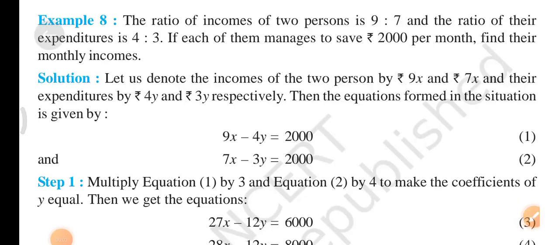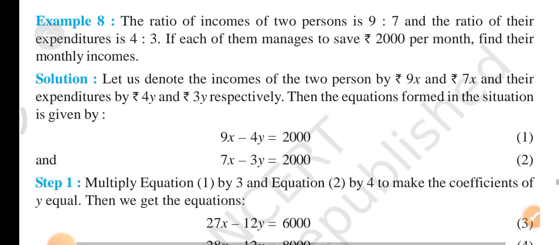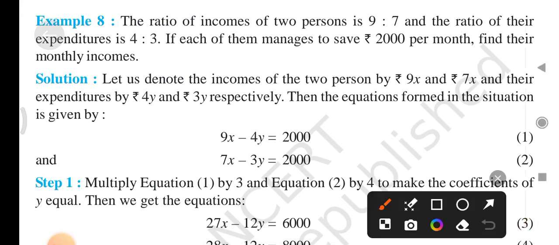Example: The ratio of incomes of two persons is 9:7 and the ratio of their expenditures is 4:3. If each of them manages to save 2000 rupees per month, find their monthly income.